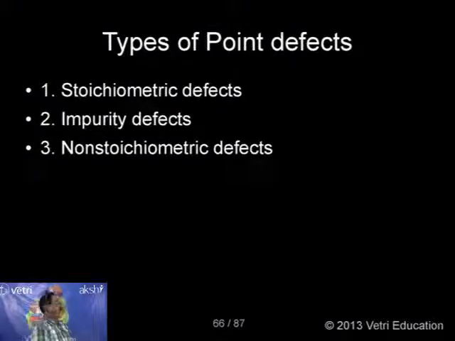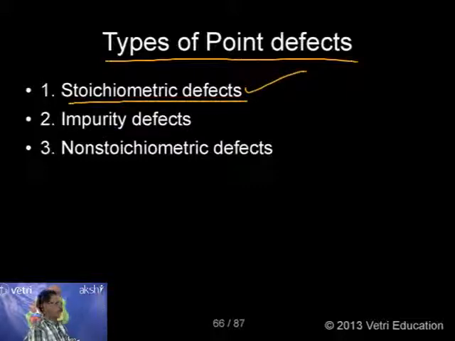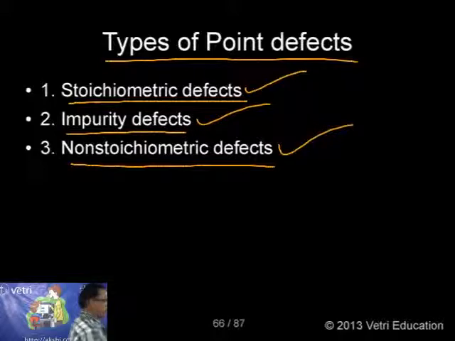Types of point defects. Point defects, I have already defined, are crystal defects. Even though there are line defects and point defects, we are concentrating only on point defects. For point defects, I can further classify three types. Number one, stoichiometric defect. Number two, impurity defects. Number three, non-stoichiometric defects. So among the point defects, there are three types: stoichiometric defect, impurity defect, and non-stoichiometric defect. This is very interesting information.